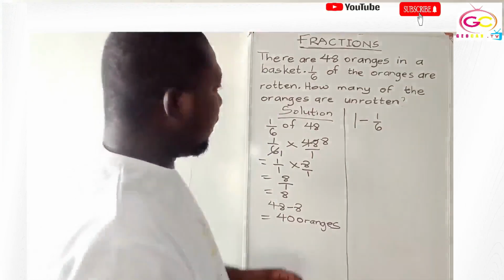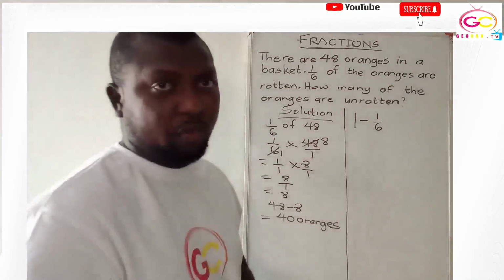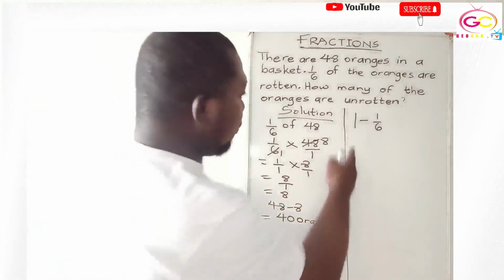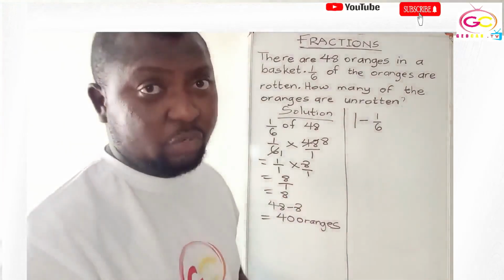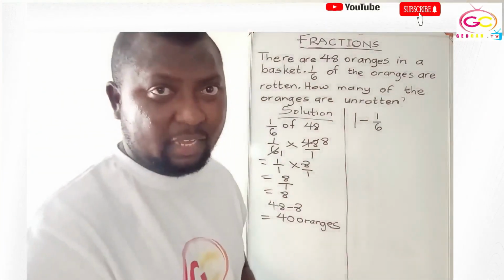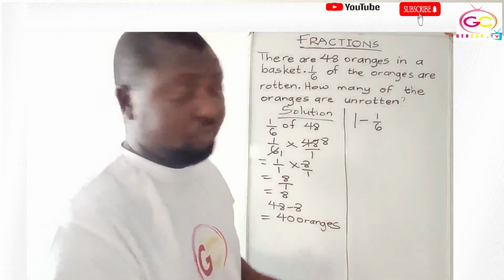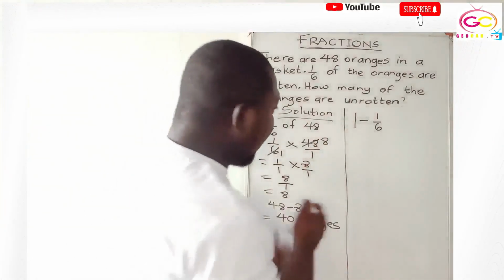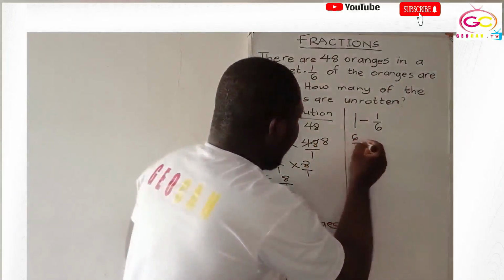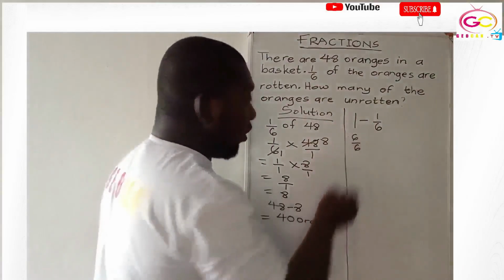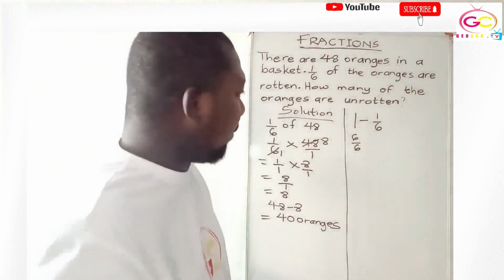Okay, good. Now, how will we solve this? This is simple subtraction of fractions. This is one whole number, and we can only do the subtraction when we have a common denominator. And that will make it easy for us. We just subtract the numerators, okay? So one whole number can be written as 6 over 6. 6 will go into itself once. 1 over 1, which is one whole number.